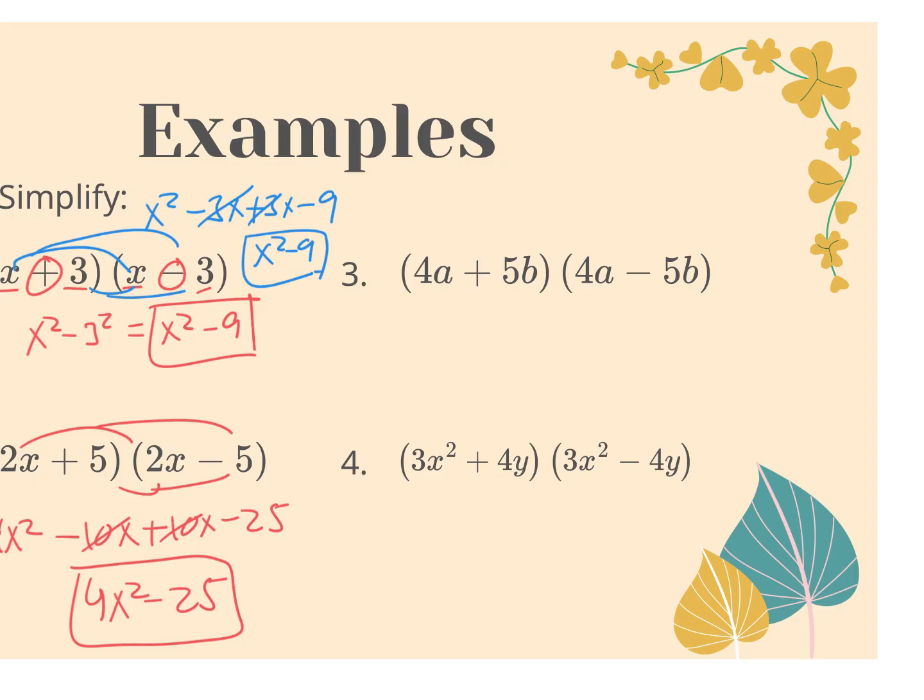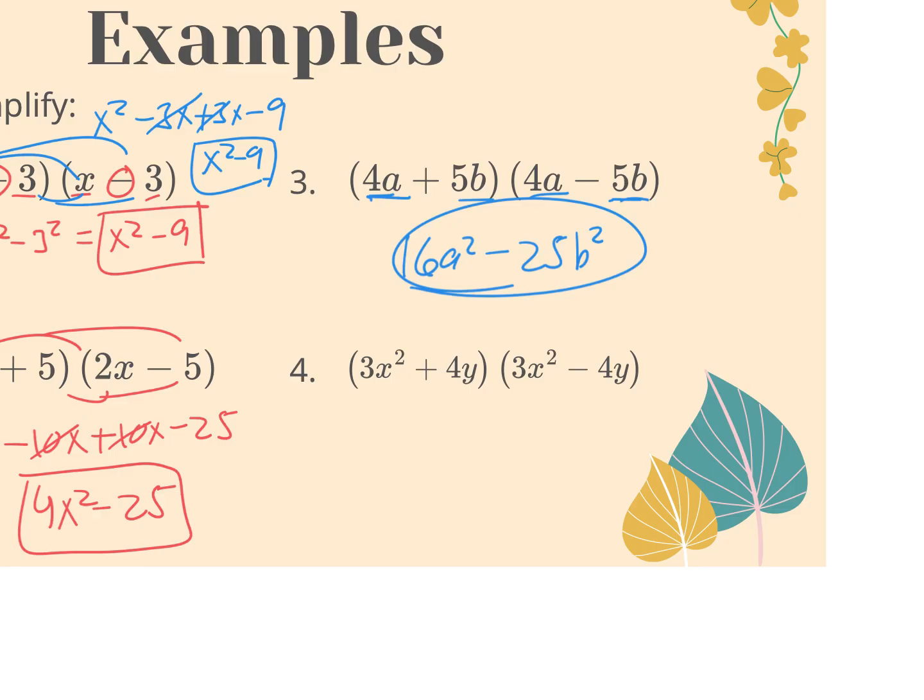For the next one, I'm going to use a special product. I'm not going to FOIL it. We're going to do 4a times 4a, so 16a squared, minus 5b times 5b, 25b squared. And that's all we had to do: square of the first minus square of the second. I'll do the exact same thing with number 4. 3x squared times 3x squared is 9x to the fourth, minus 4y times 4y is 16y squared, instead of having to FOIL it out. That's why I like this one, just because it's easy to remember. FOILing it might take a little bit more time, but it's not any more difficult. But I like this particular special product because it does make it a lot faster.